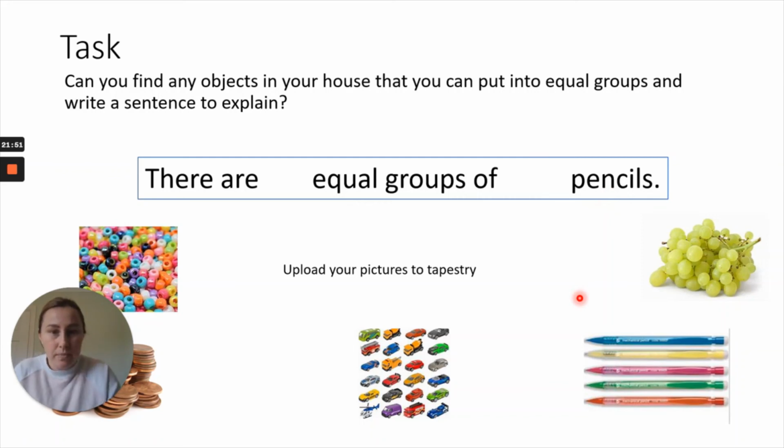So see if you can have a try. Write your number sentences to match your objects, and I would love to see some pictures and some sentences up on Tapestry. If you need any more help, mums and dads can send me a message on Tapestry, and I can do another extra little video if you're stuck or you need some extra help with understanding what you are doing. So please let me know.